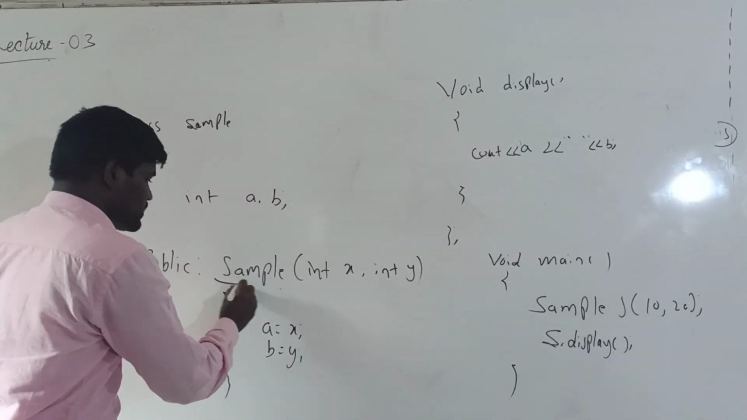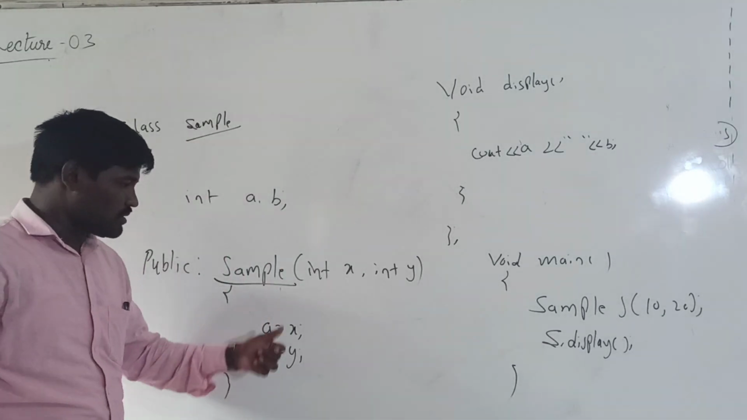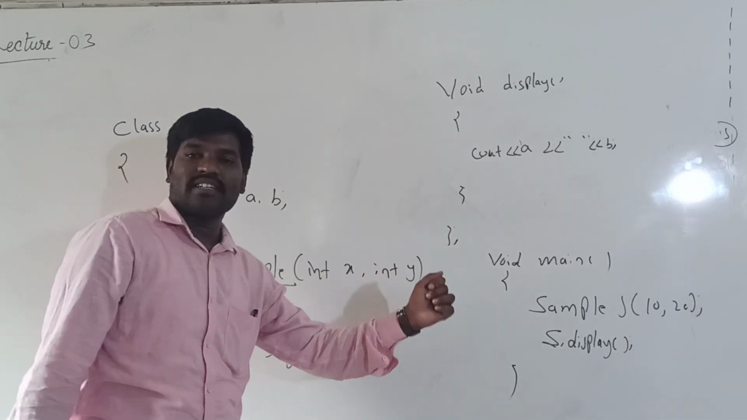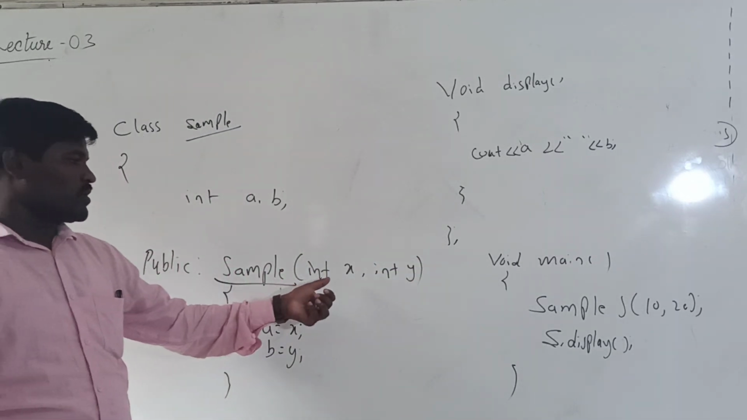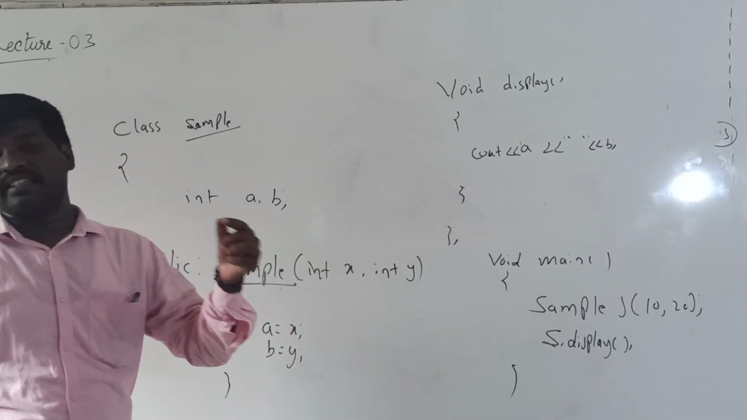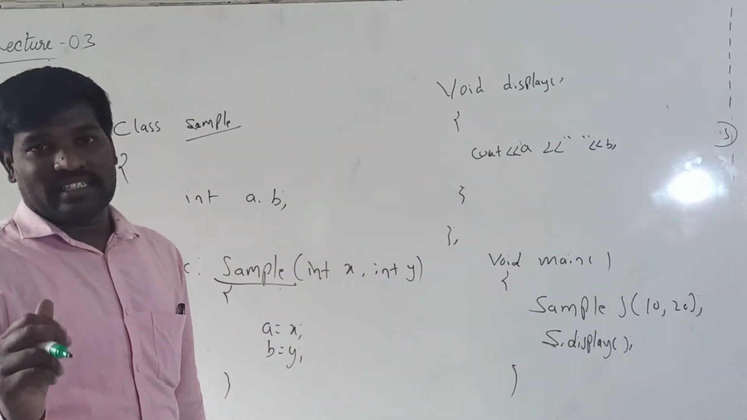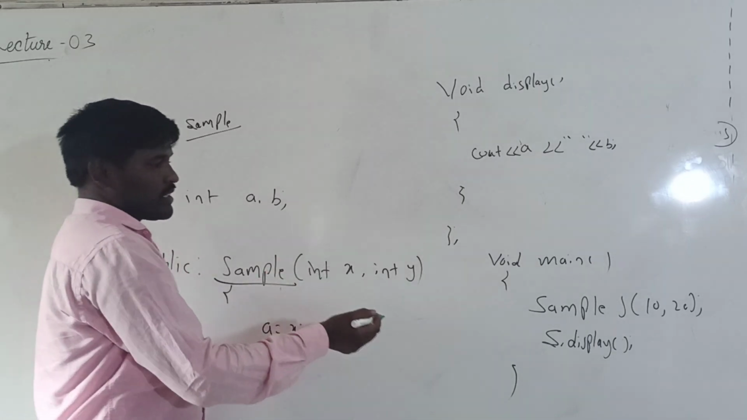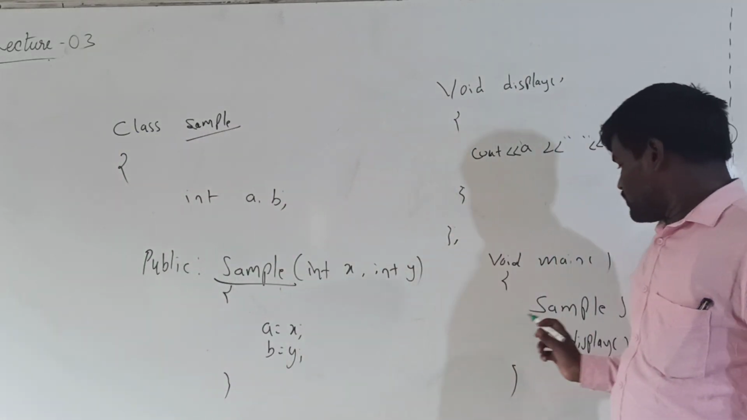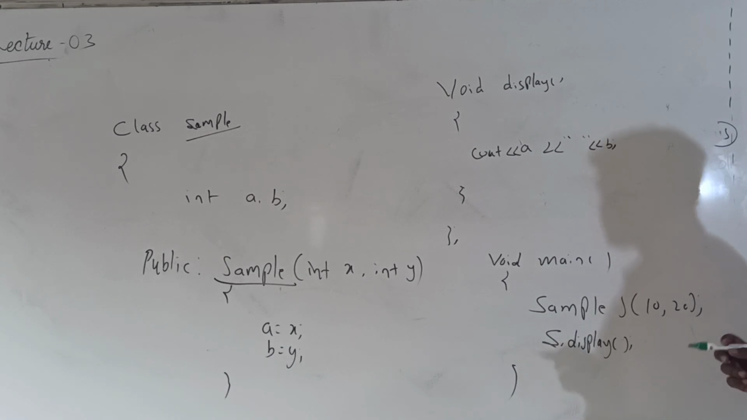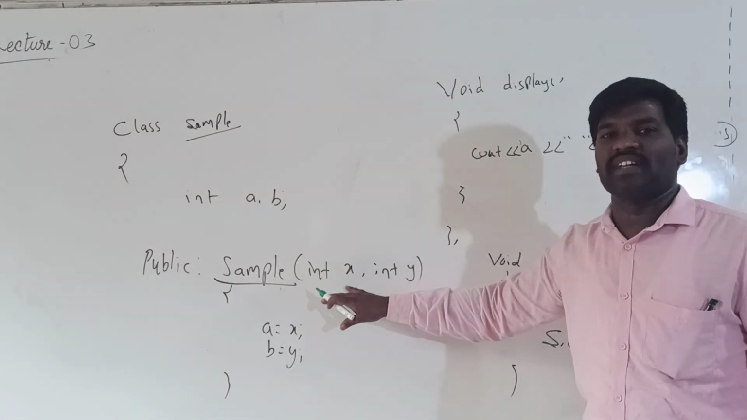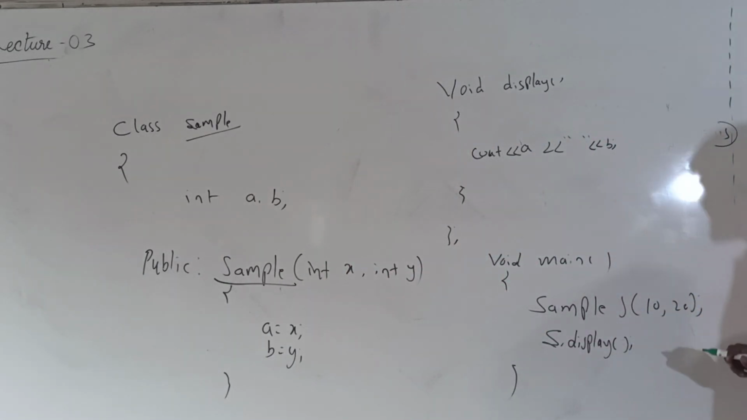Here constructor means its name is the same as the class name. This constructor takes an argument. Here the number of arguments is 2. Here int x indicates one argument and int y indicates the second argument. When the object is created, we can pass the values. There are only two variables, so I can pass 10 and 20.